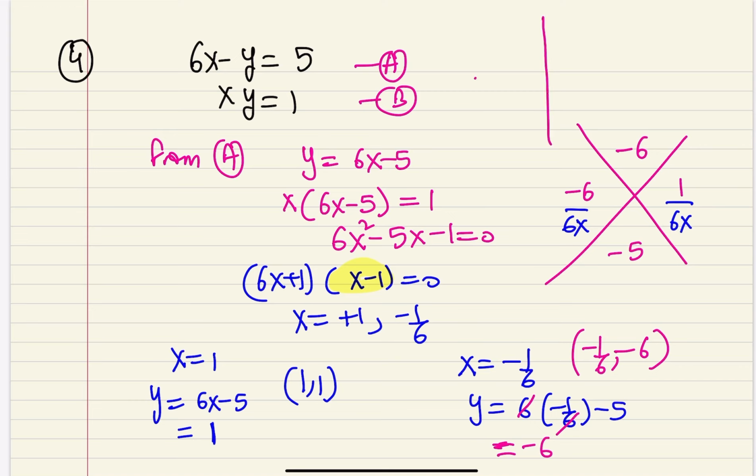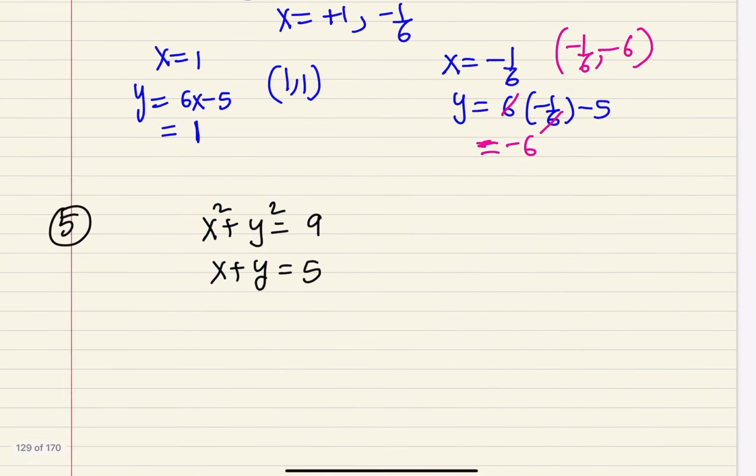Okay, and just a really rough sketch of how the graphs look like. We know y is equal to 1 over x looks like this. And the first line, which is y is equal to 6x minus 5. So they're meeting at (1, 1), which is here, and at (-1/6, -6). When x is -1/6, then y is -6, about here. And this is how the line is going to look like. So a rational function and a line.